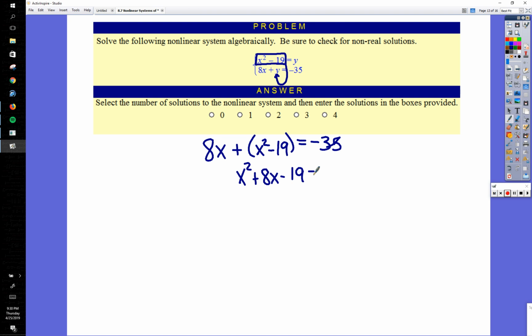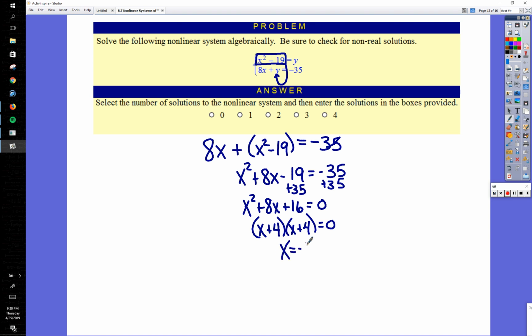I'm going to have to move that negative 35 over by adding 35. But I should be ready to hopefully factor, if not quadratic formula. And so x squared plus 8x, and when I add these two, I end up getting 16 equals 0. And man, this does factor really nicely, and we end up getting a double root. And so x is negative 4.